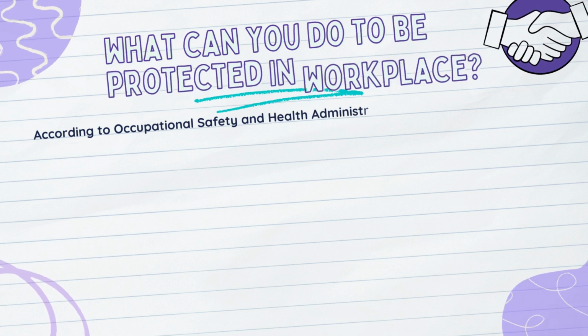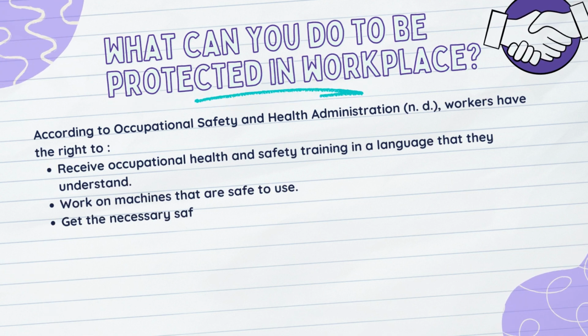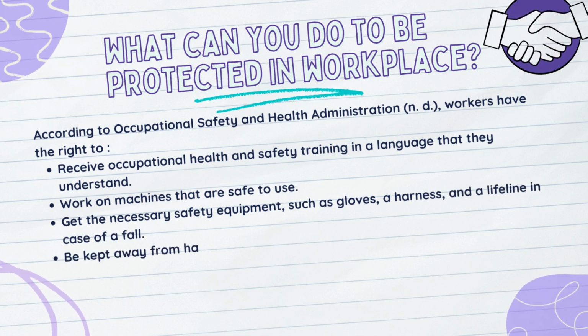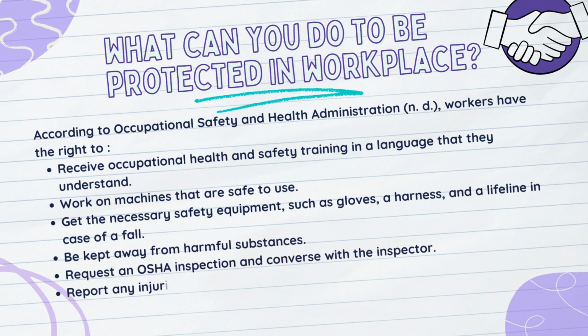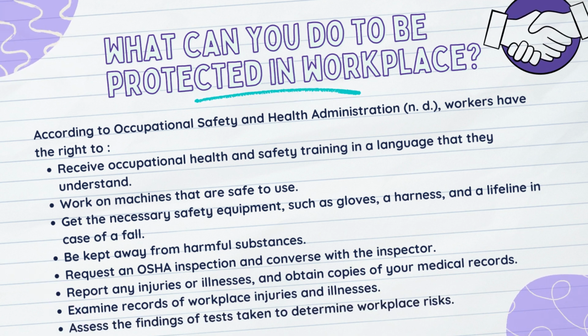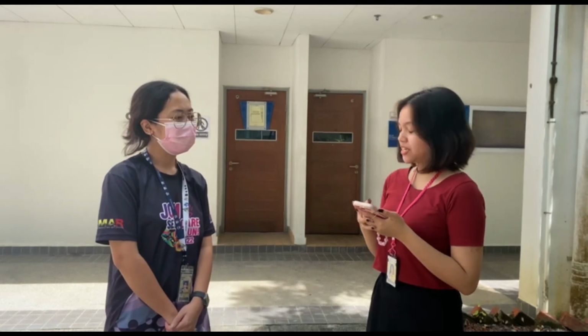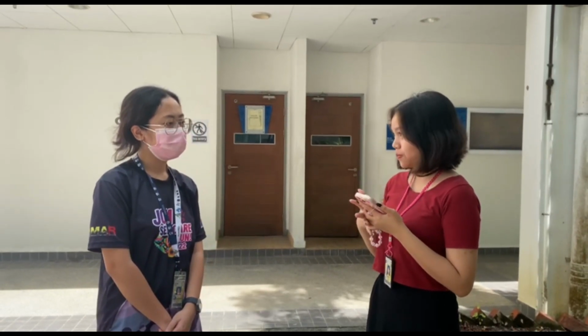To know about rights of workers is important if you ever went through any accident at the laboratory you are working at. These are the few things that you can do to be protected at workplace according to Occupational Safety and Health Administration. Have you ever had any incident happen while you are working in the lab?